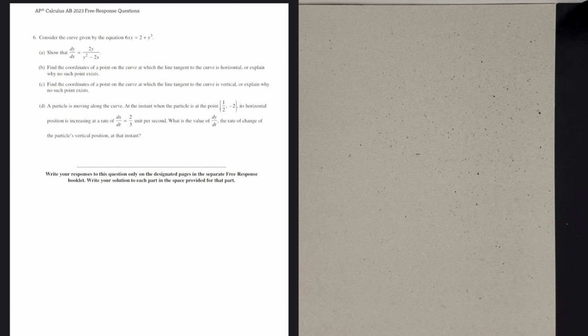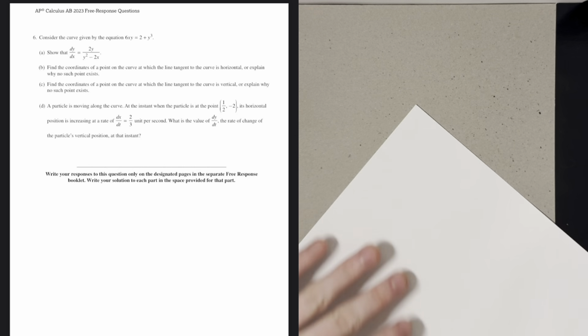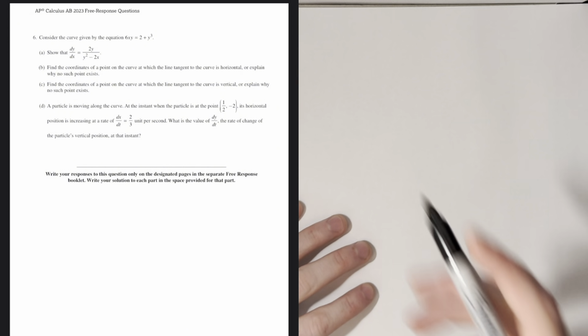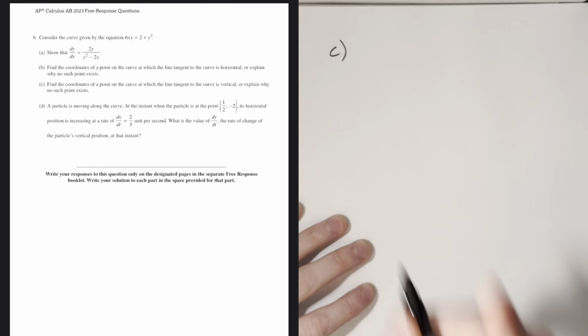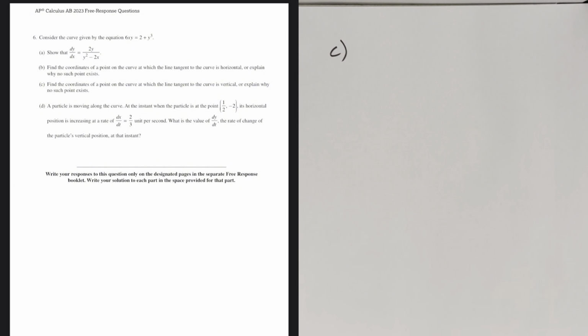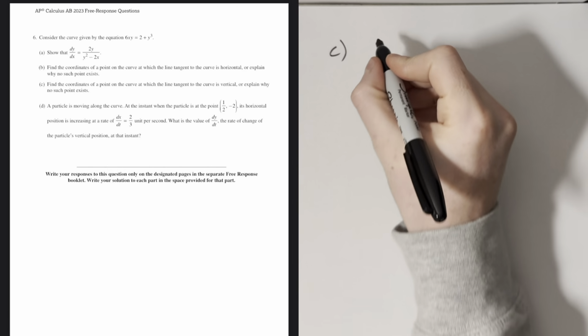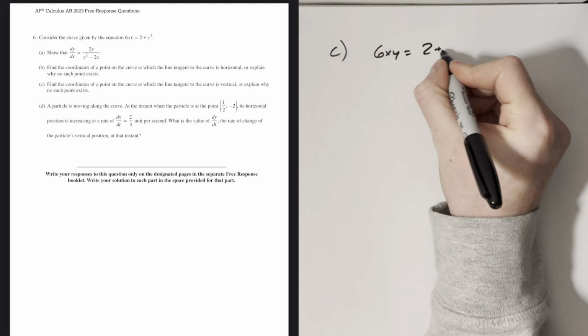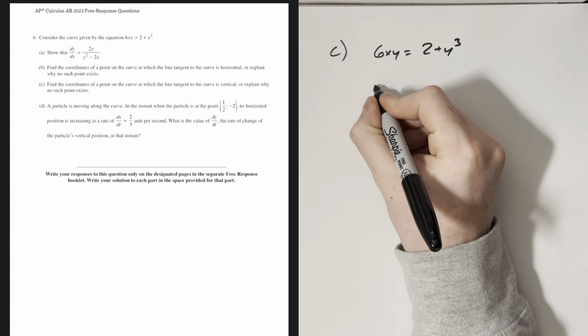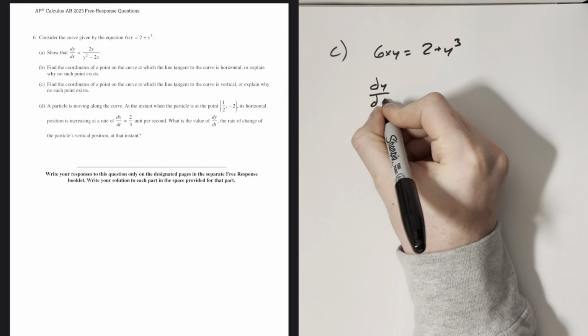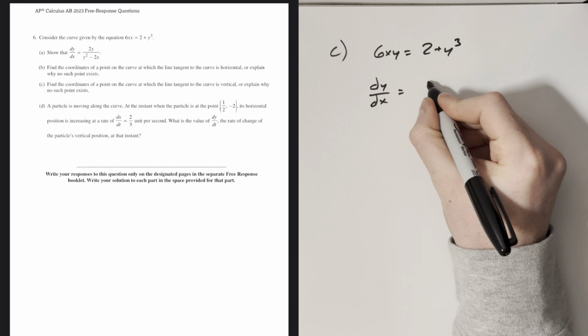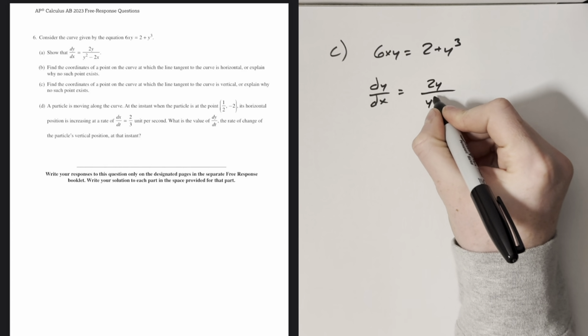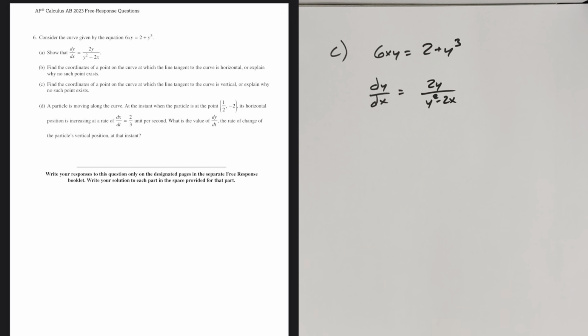But now we'll move on to part C, which, like I was saying, looks really similar, right? But there's one distinct difference. Part C says find the coordinates of a point on the curve at which the line tangent to the curve is vertical. So now we're looking for a vertical tangent. Now I'll put the same information. dy/dx equals 2y over y squared minus 2x.